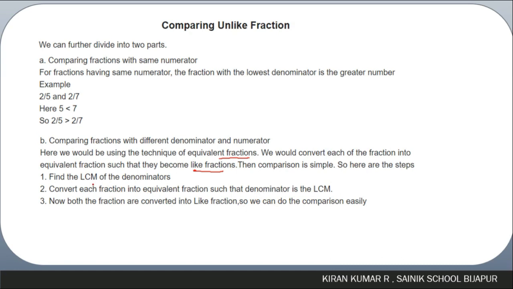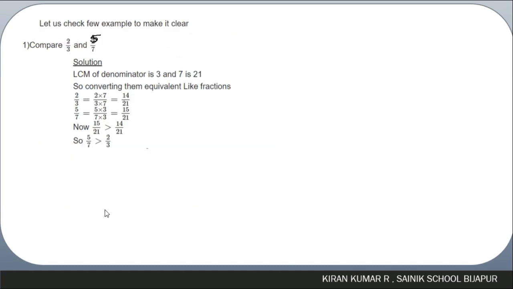So what we do is we will first find the LCM of the denominators, then we convert equivalent fractions such that the denominator is the LCM. Then as we were comparing the like fractions, we compare in an easier way. Let us understand with this example here how to compare 2 by 3 with 5 by 7.